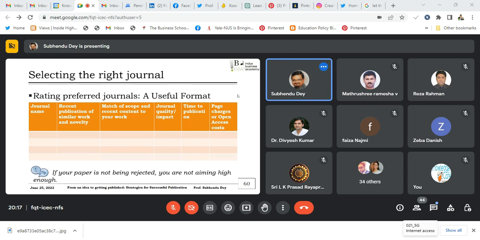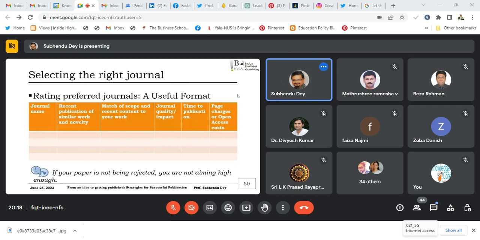All right? Now, please remember, before getting dejected: if your paper is not being rejected, you are not aiming high enough. Now, all those of you who get dejected when your paper gets rejected, please do not. Let me tell you this story. Let me digress a little bit.